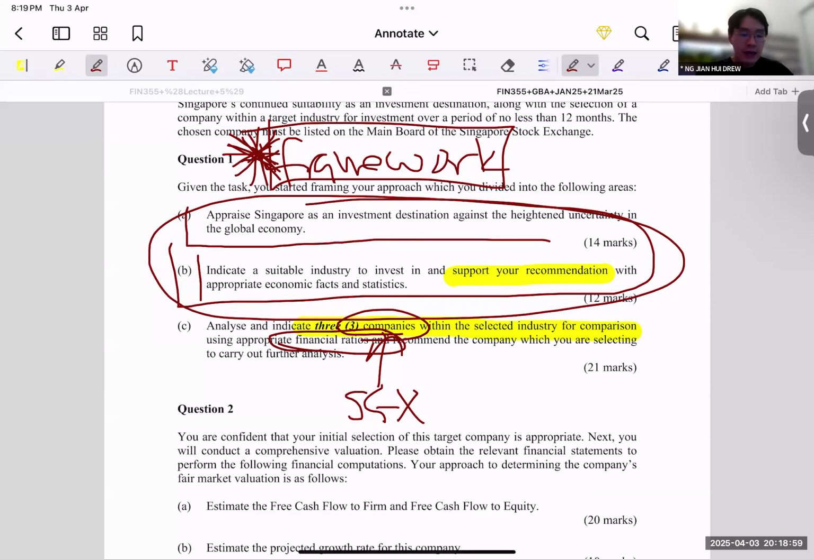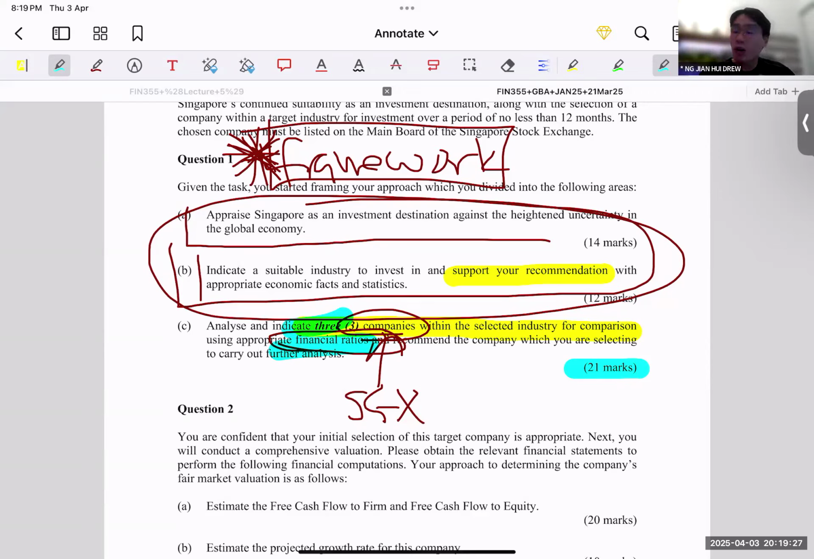The thing about this question is, it's very important to look at the marks here. If you are given 21 marks, and it asks you about three companies and financial ratios, there is usually a requirement to write quite a bit. I wouldn't be surprised for any other valuation reports that you do, you will need to do quite a bit. And when I say quite a bit, what do I mean?